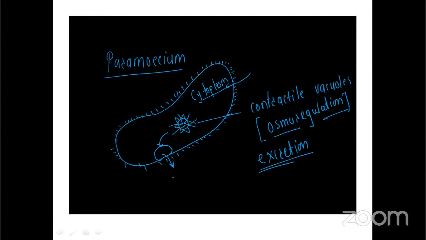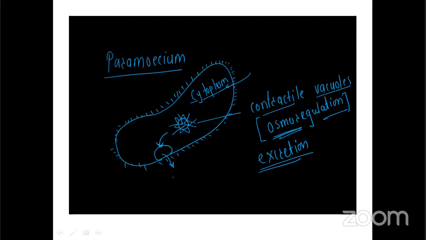They can be involved in the excretion. Inside the cytoplasm there may be some excretory matter, waste matter, and along with the water, this excretory matter is also released outside through the contractile vacuoles. But the primary function of contractile vacuole is controlling the water level inside the cell, meaning the osmoregulation. So contractile vacuoles are involved in the excretion and osmoregulation.